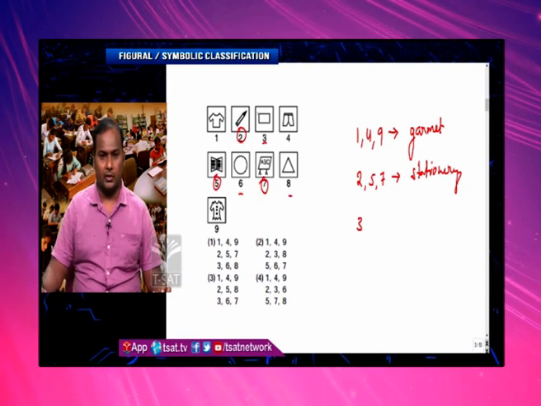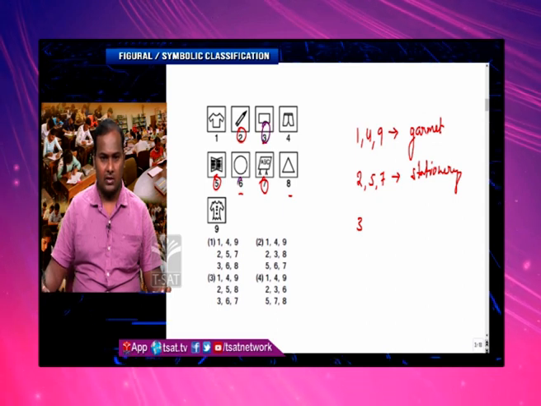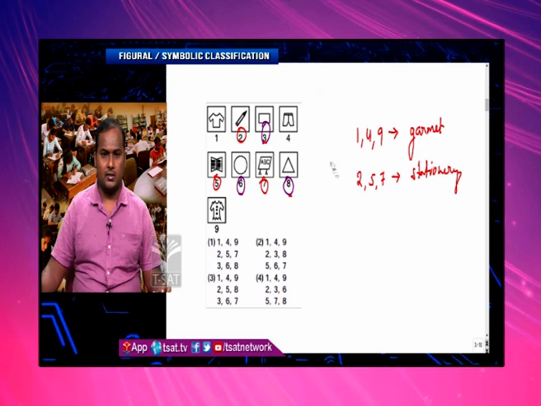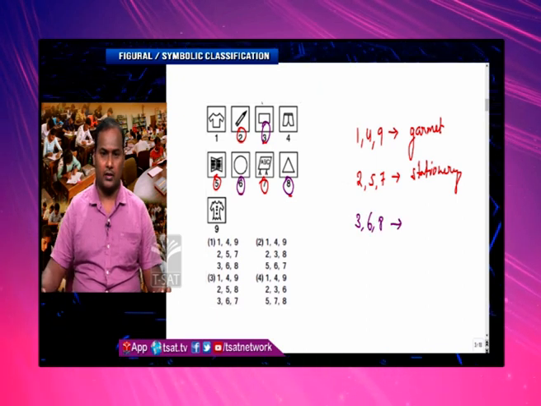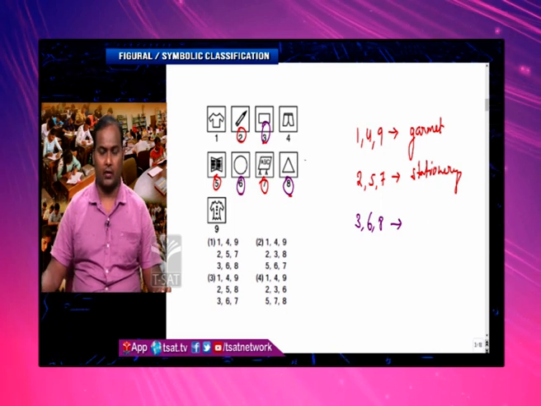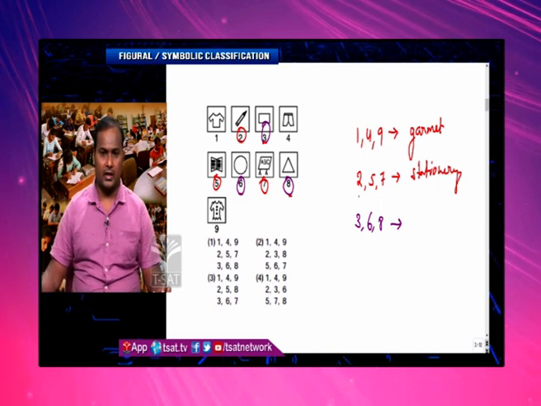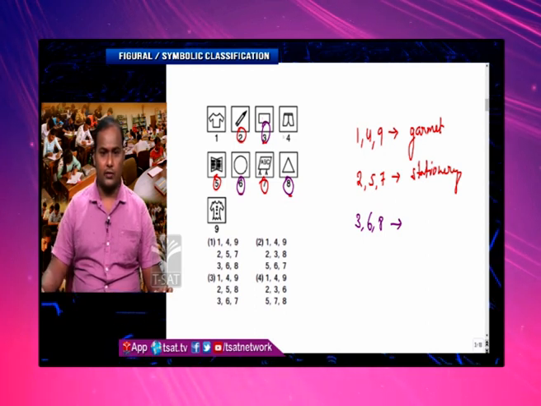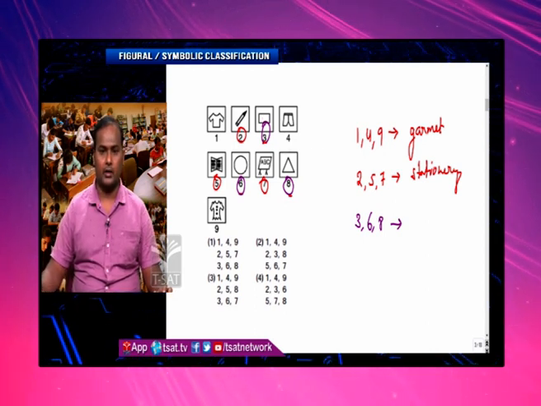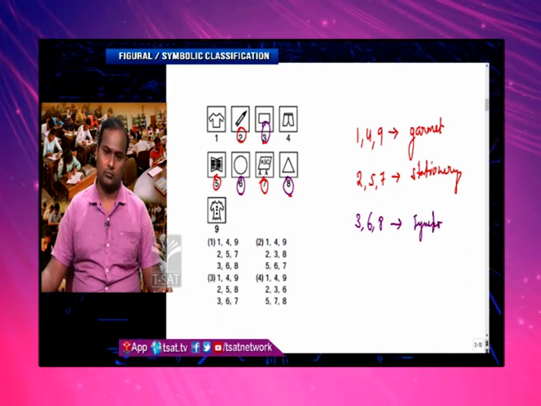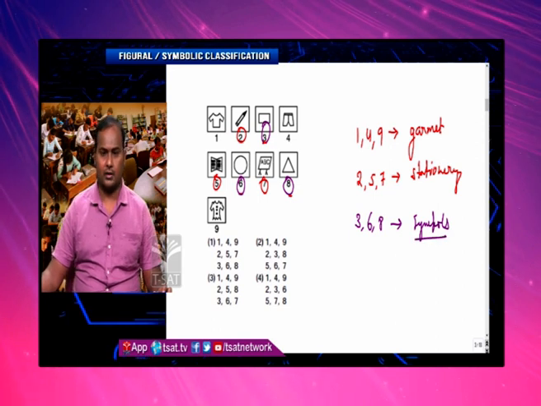The remaining group, that is 3, 6 and 8. So 3 is a square, 6 is a circle, and 8 is again a triangle. So 3, 6, 8 I can group into whatever the symbols you see in our geometry, right? So symbols belong to geometry. So this is the classification.